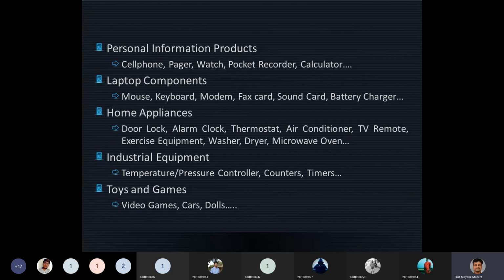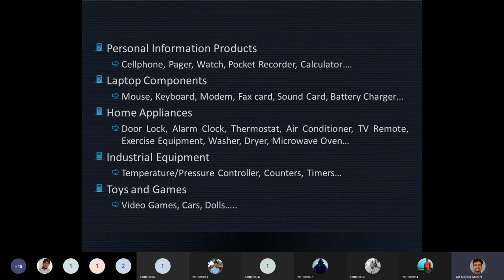You can find the microcontroller in industrial equipment also, such as temperature or pressure controllers, counters, and timers, on the basis of which we can have industrial automation. So the whole of industrial automation, the whole of home automation, all those concepts exist because of the existence of the microcontroller.